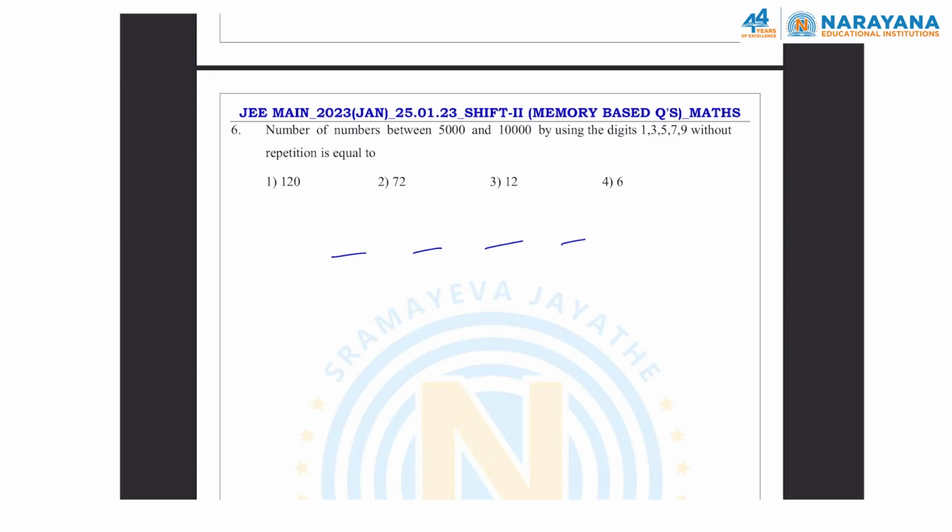It can be 5 or 7 or 9. So this place has only 3 ways, because it can take either 5 or 7 or 9, because it should be greater than or equal to 5. Now for the second digit, since we have used 1 digit, we are left with only 4 digits, because repetition is not allowed, we cannot use the same digit. So here 4 ways. Now two digits have been used, so we are left with 3 numbers, and then finally we are left with 2 numbers.